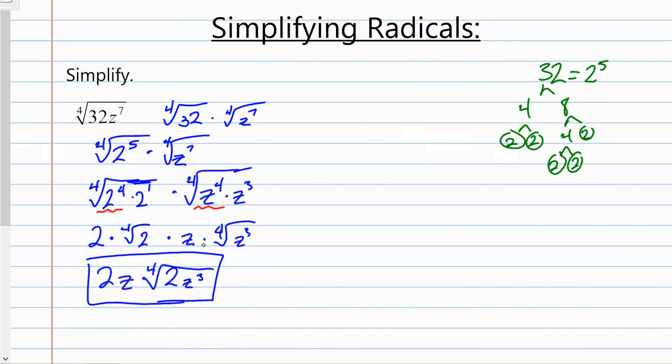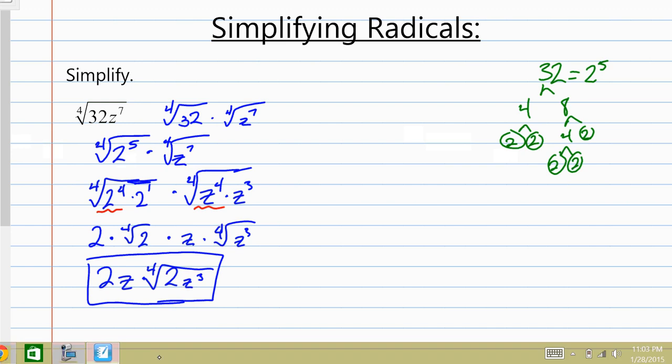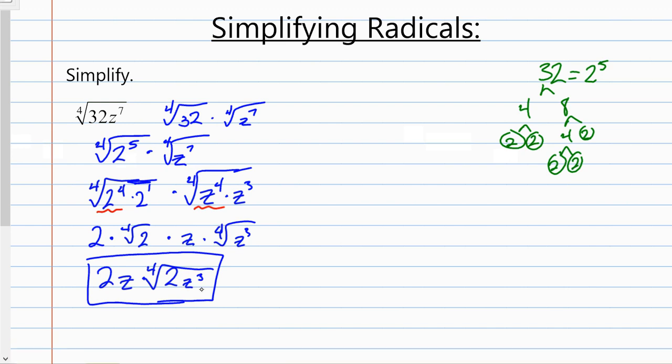As I'm looking at this, inside my radical, I don't have any powers that are bigger than my index. That is one indicator that I am simplified. So as you're going through here, make sure if this were a z to the 5th with a 4th index, I would have to continue simplifying it. But I essentially have reduced all of my fractions as far as my exponents are concerned, and that's how I know that I'm fully simplified.